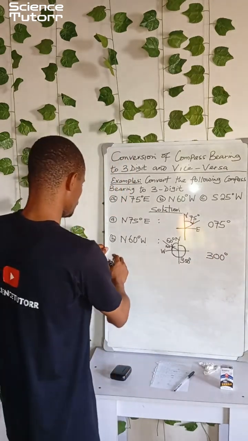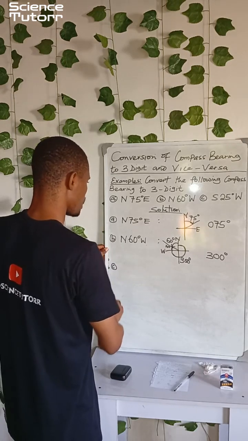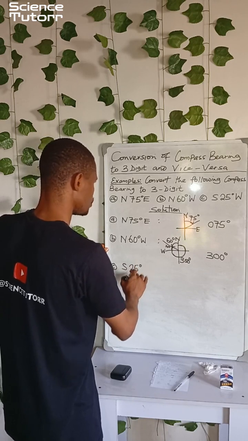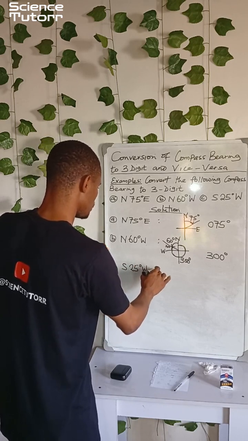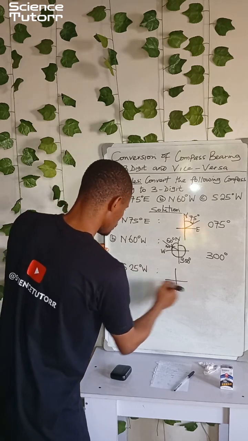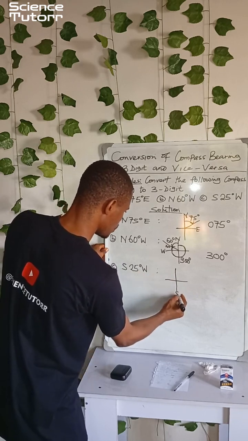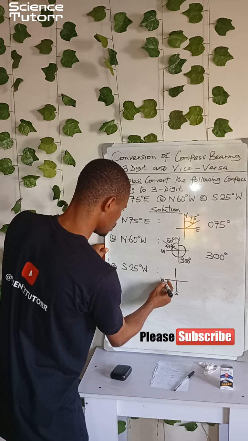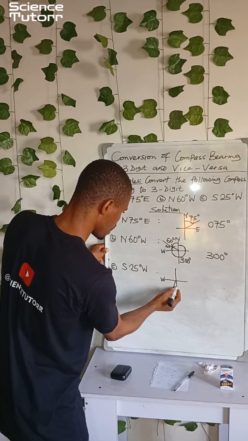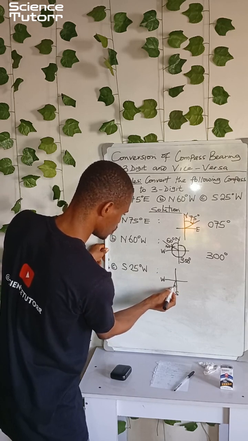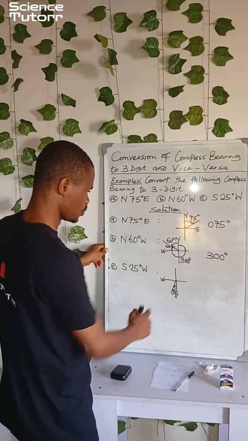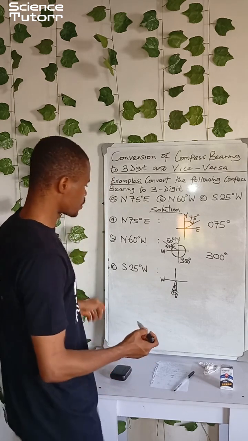Simple. Thirdly, we are to convert south 25 degrees west to three-digit bearing. So let's draw our cardinal points, southwest. This is south, this is west. So from the south, we locate 25 degrees. This is my arrow, so I have 25 degrees here. Now, how do I convert?